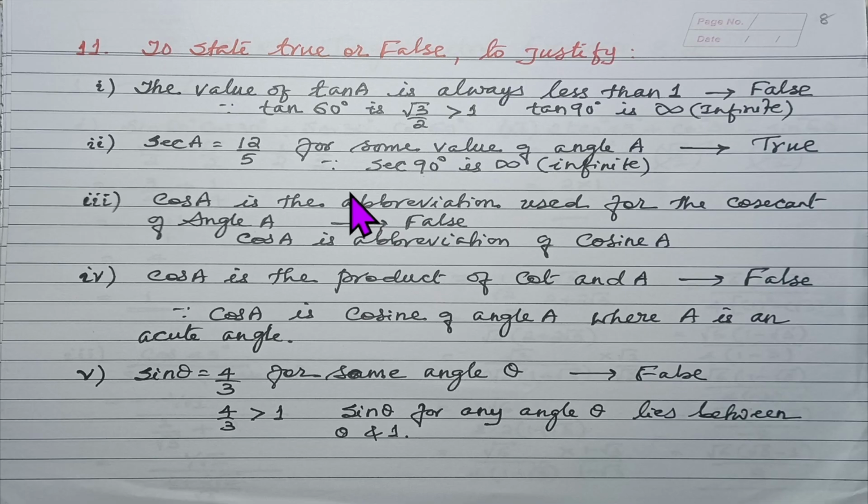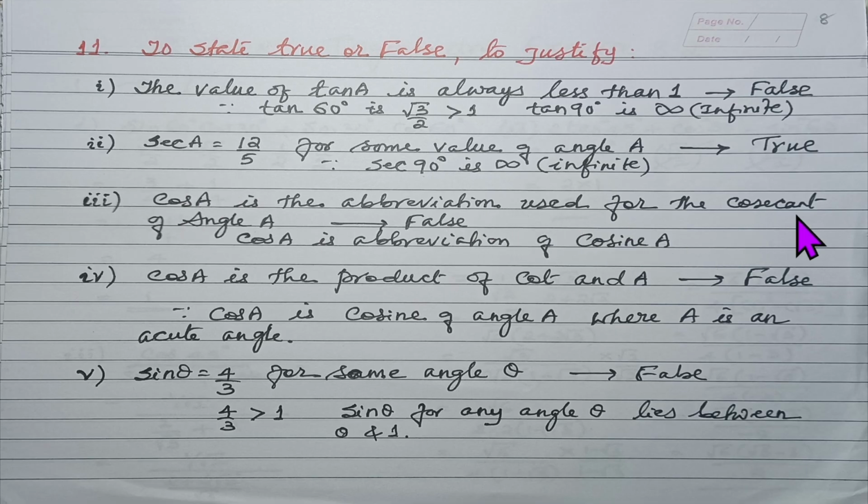Now coming to the next example, we have to state true or false and justify. The value of tan A is always less than 1, 100% false, because we know that tan 60 degrees is root 3, which is greater than 1, and tan 90 degrees is an infinite value. Now sec A is equal to 12 by 5 for some value of angle A, and it is 100% true, because 12 by 5 is definitely greater than 1, whereas the value of sec 90 degrees is an infinite value, therefore it is true.